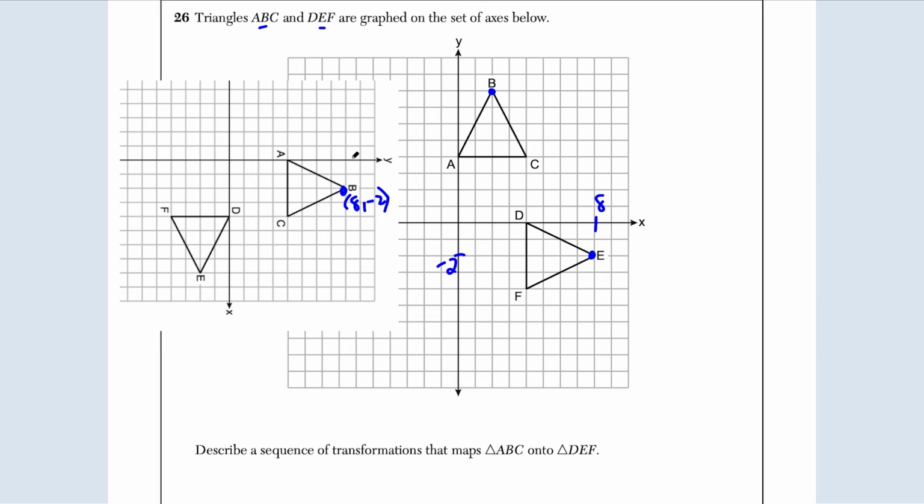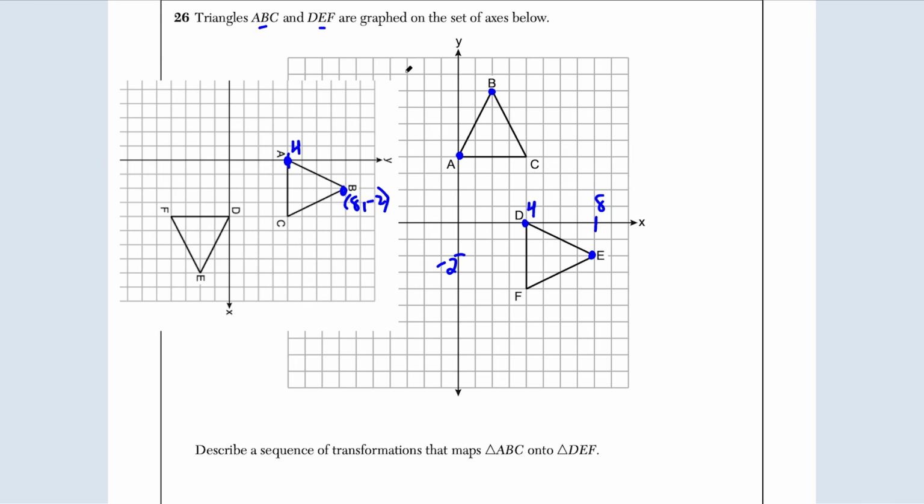Now I'll verify the other points. Notice point A is landing in the location where point D is. Let's see where it went. It went 1, 2, 3, 4, so it went to the point (4, 0). If we look in the diagram, we go 1, 2, 3, 4, and sure enough, point D is mapping to (4, 0).